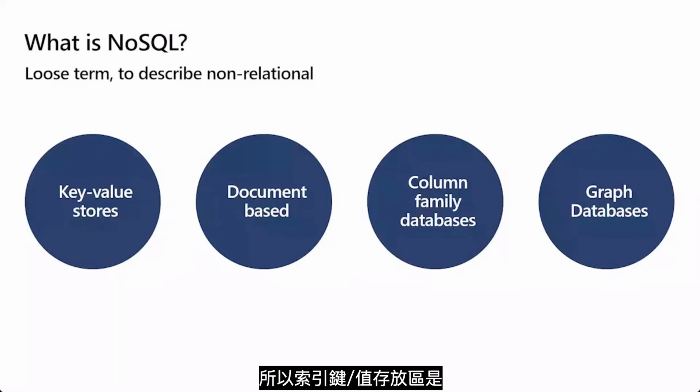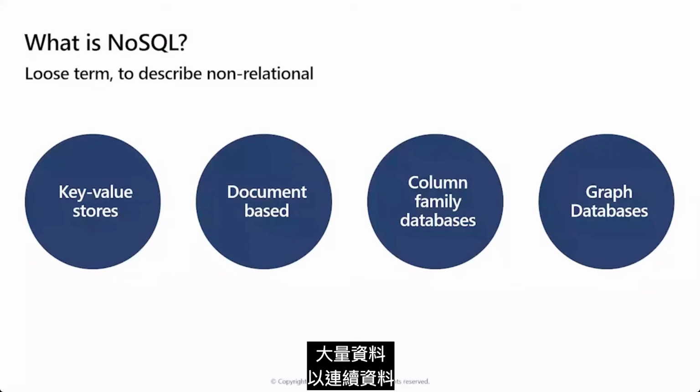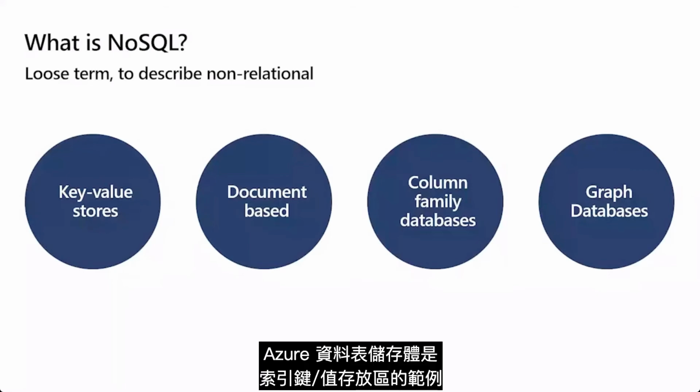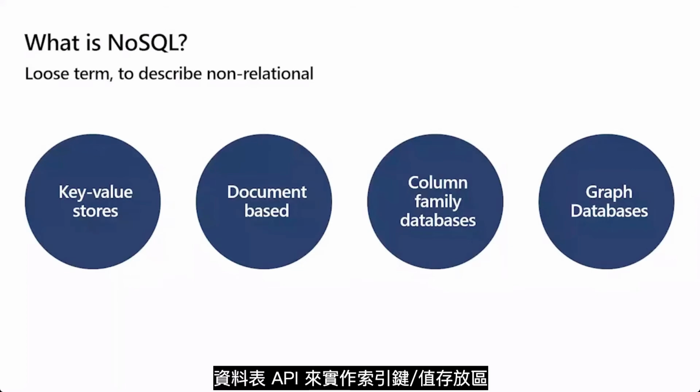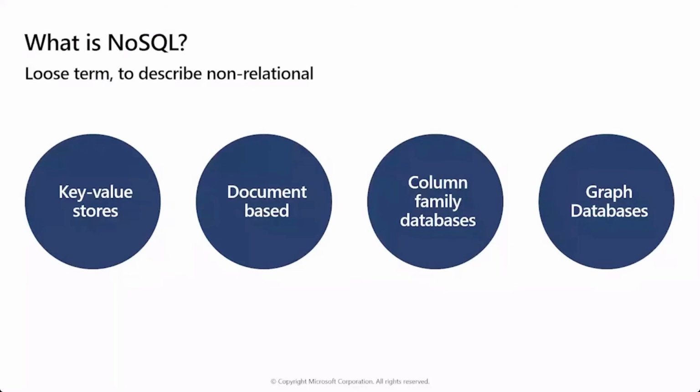So key value stores are great for data ingestion, where we're dealing with a large volume of data that's coming in continuously as a stream and needs to be stored very, very quickly. Azure Table Storage is an example of a key value store, and Azure Cosmos DB actually implements a key value store using the Table API.